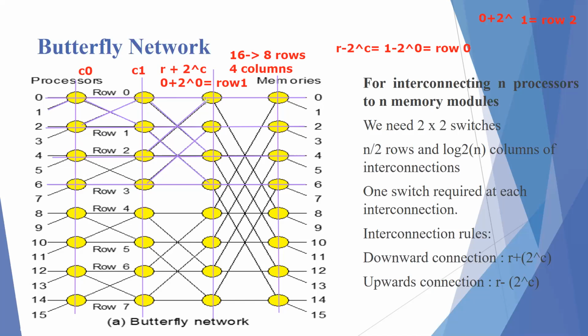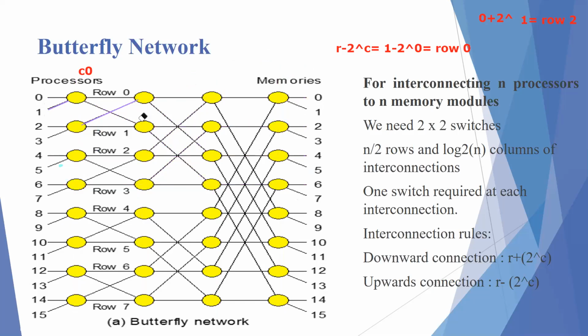Yes, ma'am. Okay. So the rest of the connections, I guess you can just jot down yourself and realize that with every 2 cross 2 switch we have 2 inputs and 2 outputs. This way we have connected 16 processors to 16 memory modules. If you try and locate, you will find that every processor is connected to every memory module now. So you will not have any memory module or any processor which is isolated in this network.